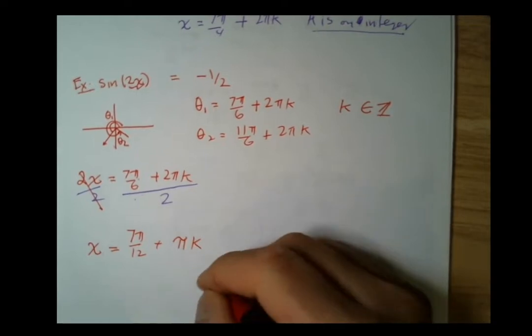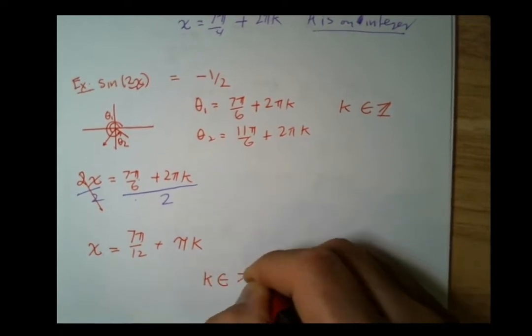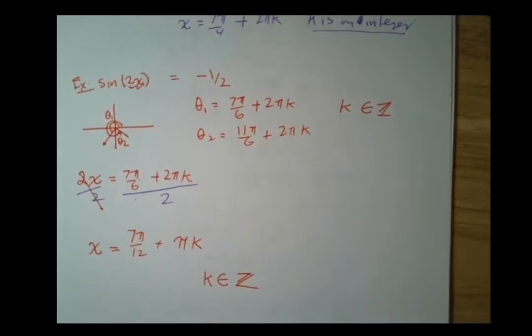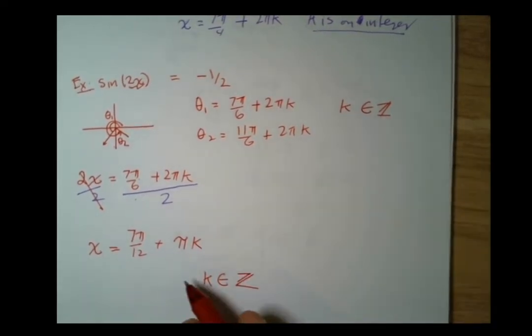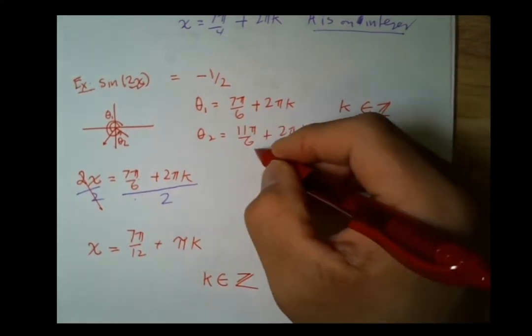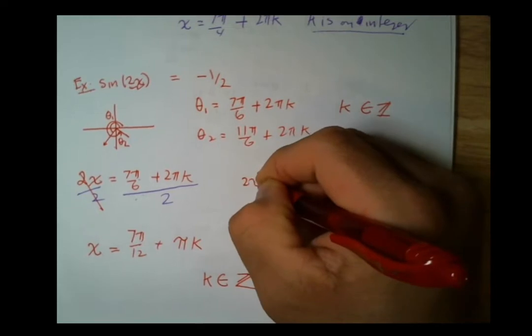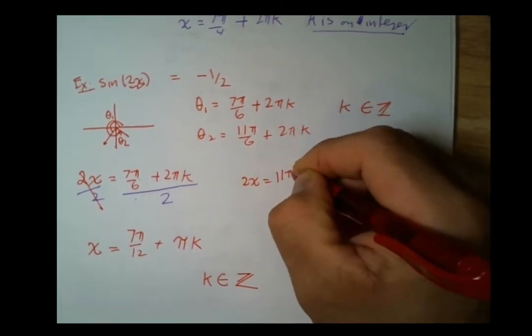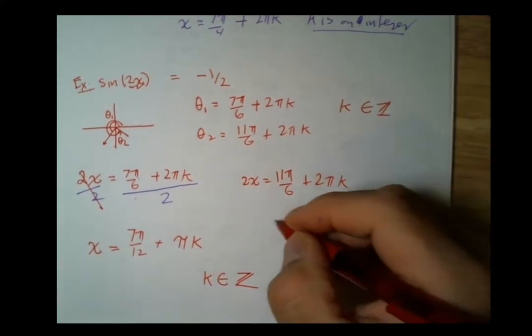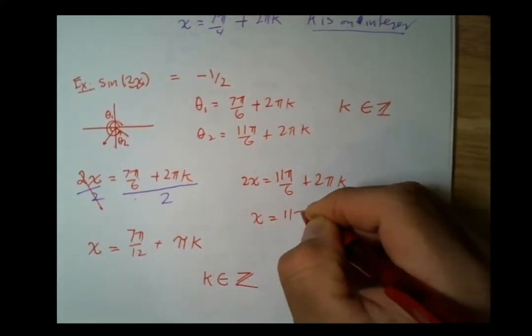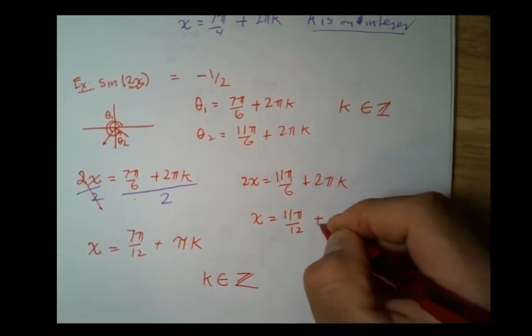Okay. And again, k is an element of Z, the integers. Okay, so that's one of the solutions, the equations of the solution, right? This represents an infinite number of solutions, right? K can be 1, 2, 3, negative 5,000. It could be any of those values there. Now, for the other equation, 2x will equal 11 pi over 6 plus 2 pi k. Now divide through by 2. X is 11 pi over 12 plus pi k.